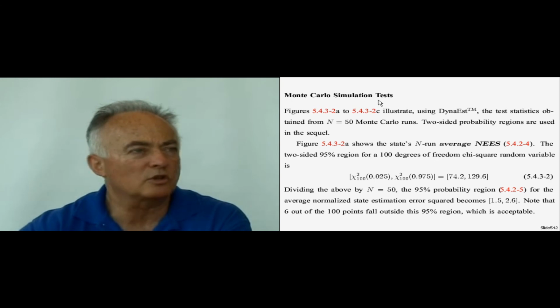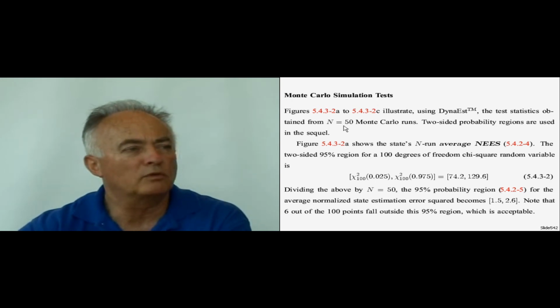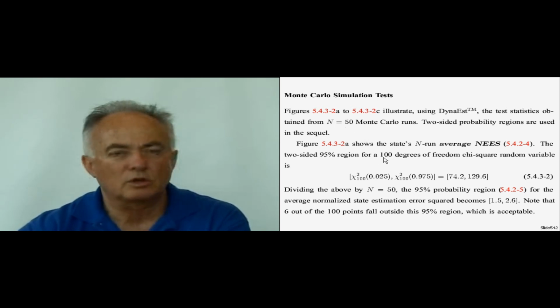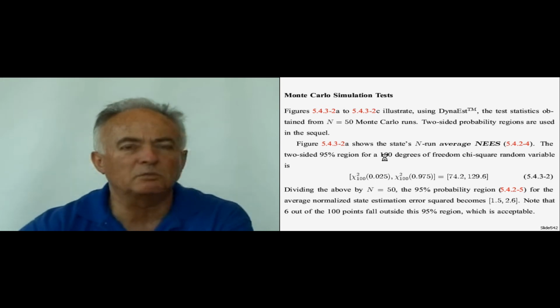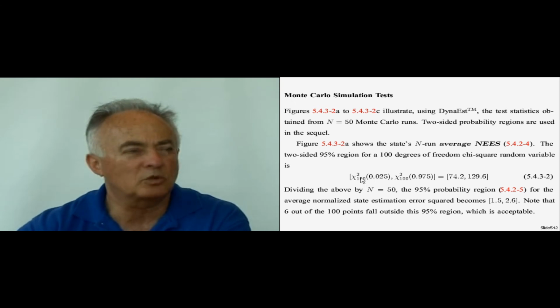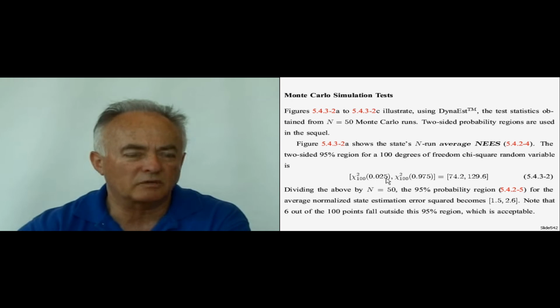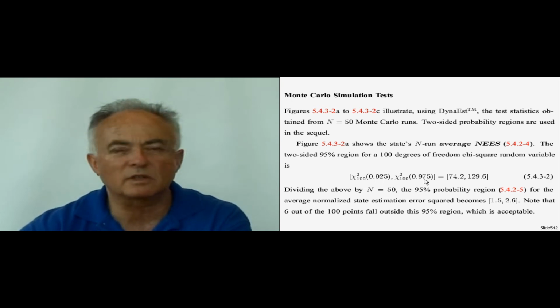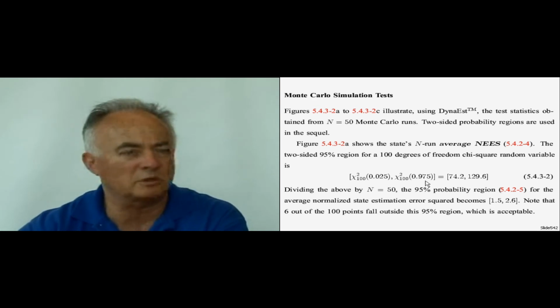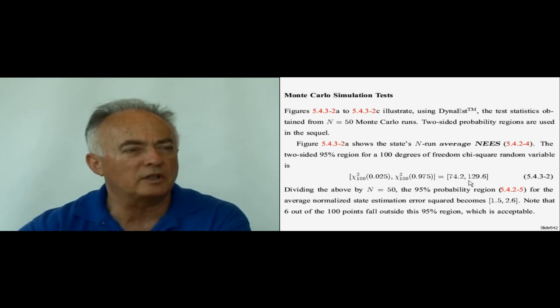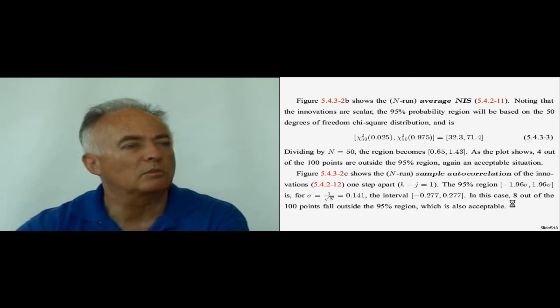So, Monte Carlo simulation tests will be shown for 50 Monte Carlo runs. And again, we have a two-dimensional state, 50 runs. The sum before dividing by 50 is a 100 degrees of freedom chi-square. So we take the 100 degree of freedom chi-square 2.5 percentile, that's cutting left 2.5% probability, and the 97.5 percentile cutting the upper tail 2.5% probability. It's about 74 and 130, and dividing by 50, because that's the number of runs, it's, as shown before, 1.5 to 2.6. And we'll come to the figures in a moment.